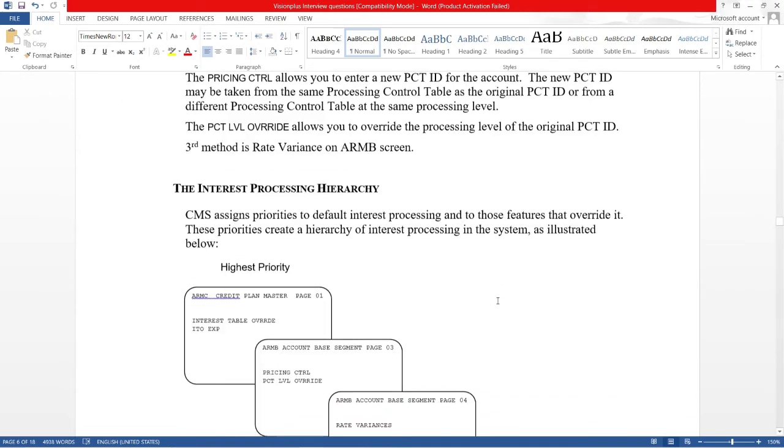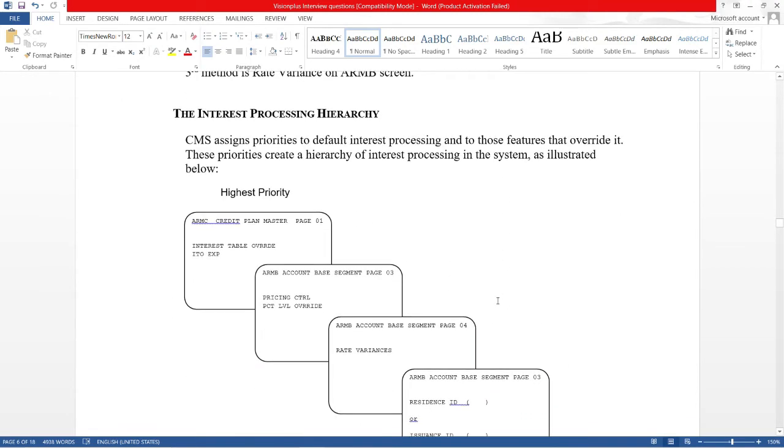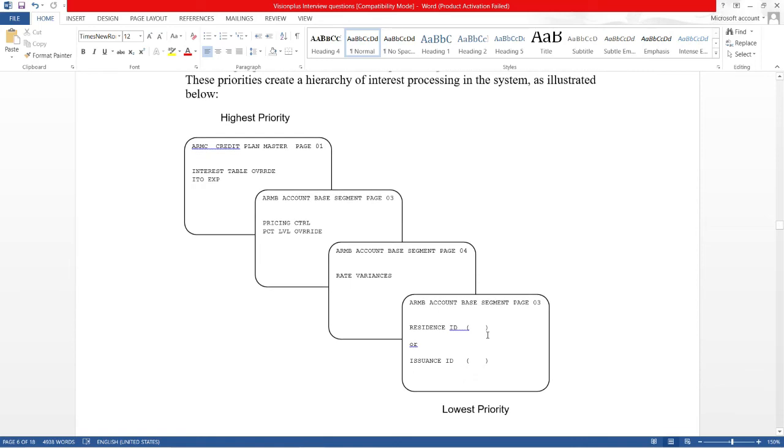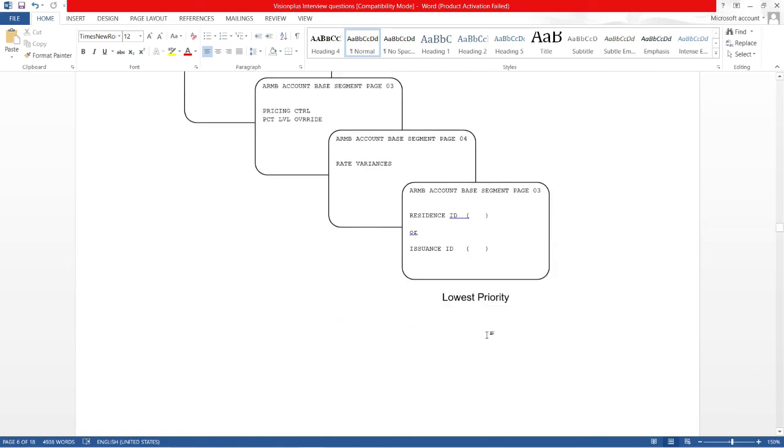Now, if you talk about the hierarchy, plan interest table override, as the plan level, has the highest priority. After that, the account-based segment page 03 pricing control and PCT level override. After that, third is the rate variance on the ARMB page 04. After that, the normal processing ID or issuance ID, that is the lowest priority.